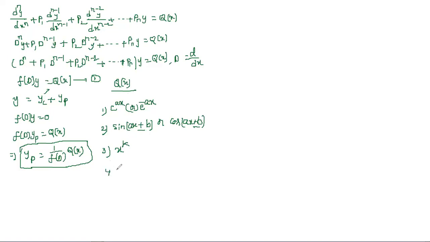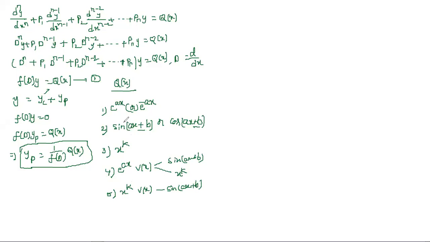So here it is. Fourth method is nothing but product terms. It is e power ax into v of x, where v of x may be sin(ax + b) or cos(ax + b). And another one, x power k. It means product of the exponential term into the second one or third one. And next, the fifth model, that is polynomial x power k into v of x, and this v of x is either sin(ax + b) or cos(ax + b). So these are the five models.